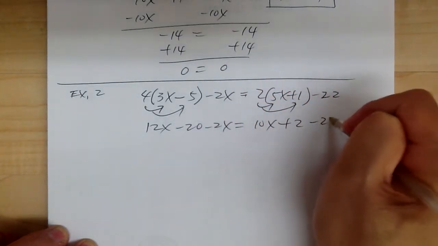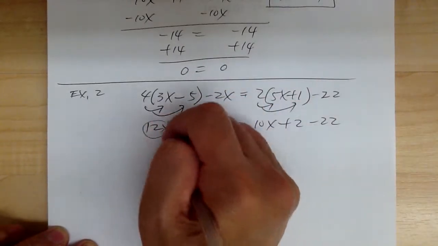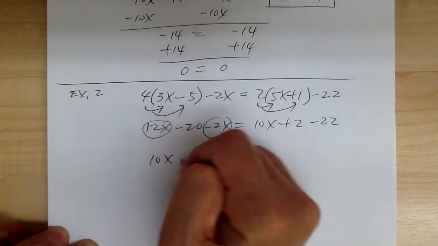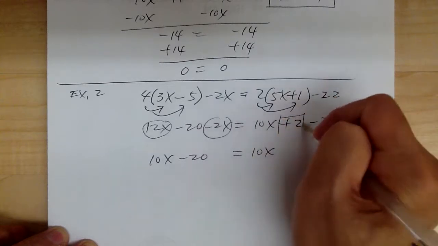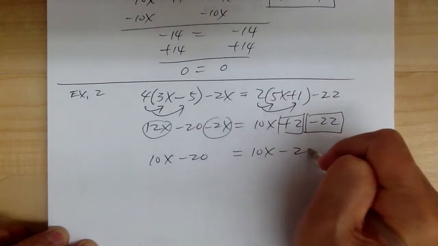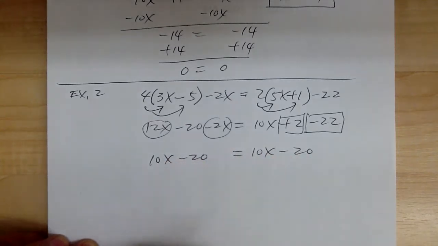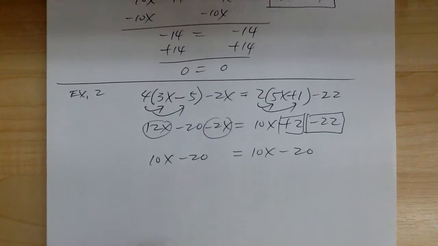And this one you drop, right? You can try to line it up as much as you can. And when you combine the like terms, you're going to end up with 10x minus 20. And on this side, you've got 10x, and if you add this together, minus 20. So you can see that this is an identity because both sides are identical. Okay, now let's go to example 3.